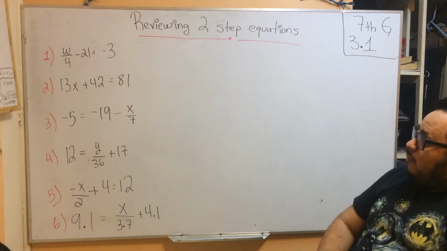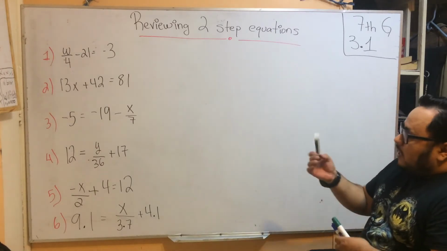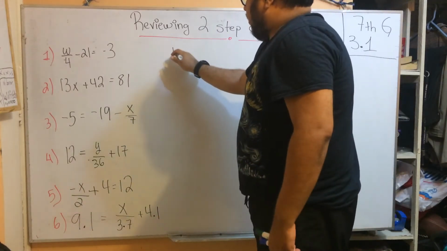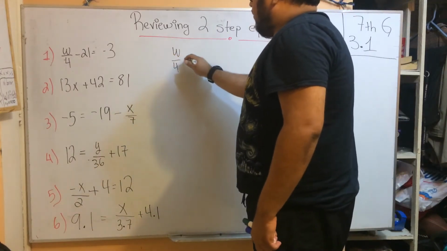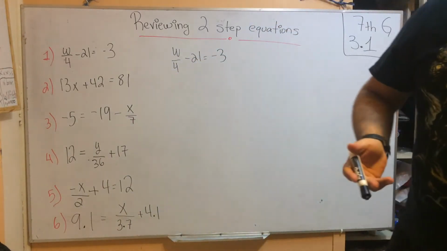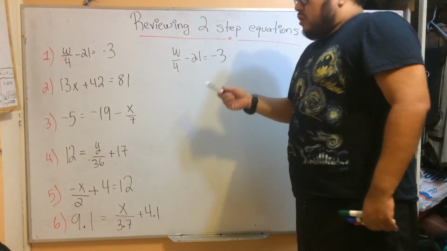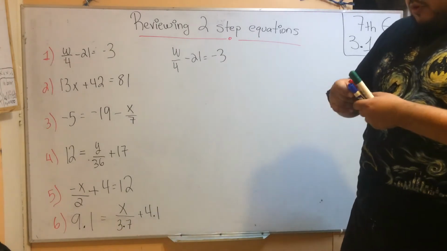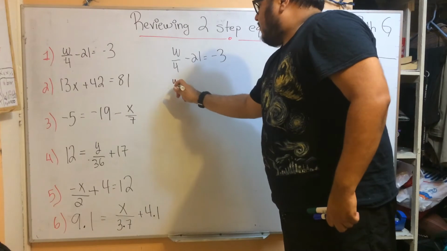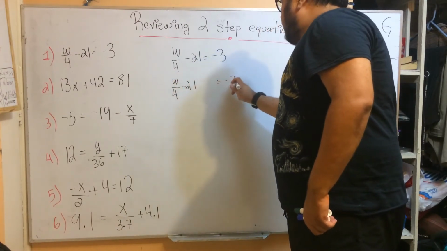It says w over 4 minus 21 equals negative 3. So we're going to start with this one. We're going to copy it here. Just by looking at it, the first thing we need to do is find a number so that we can either solve for this one and move it to the other side, or do the same procedure on both sides. I'm going to leave some space. w over 4 minus 21 equals minus 3.